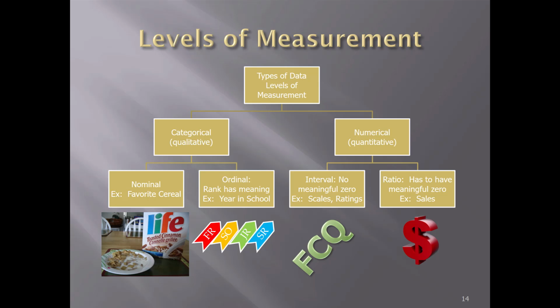Another example is, I put FCQs there, that's for faculty course questionnaires. A lot of surveys are going to be interval when you see like 1 for strongly disagree, 2 disagree, 3 neutral, 4 agree, 5 strongly agree, something like that is going to be interval data. You don't have a meaningful 0. But most business numbers like sales, revenue, profit are going to be ratio, which is good because you can do the most analysis with that. You can do mean, average, standard deviation, variance, things like that. Okay.